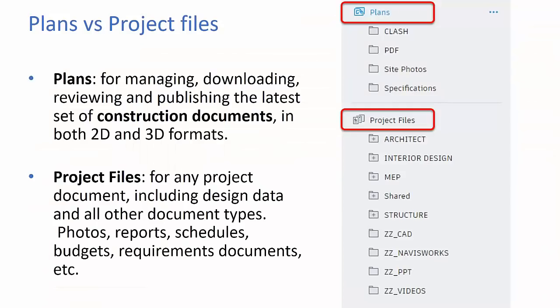Now, there are two components to the BIM 360 Docs tool. There's plans and project files. The key one to focus on here for Design Collaboration is project files, and this is also important for the Desktop Connector. Plans is for managing, downloading, reviewing the latest set of construction documents, whether it's 2D or 3D. You can just work purely in PDF for the space. Project files is for any project document, including the design data, so the Revit data, but also photos, reports, schedules, other information you want to load in from Desktop Connector to use for Revit. It's all going to go in here.